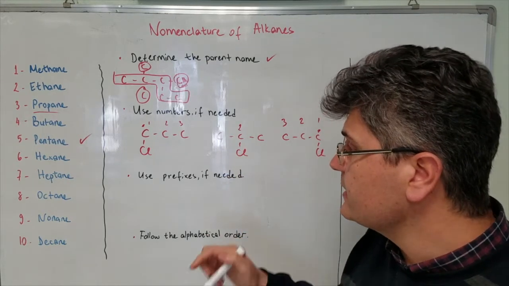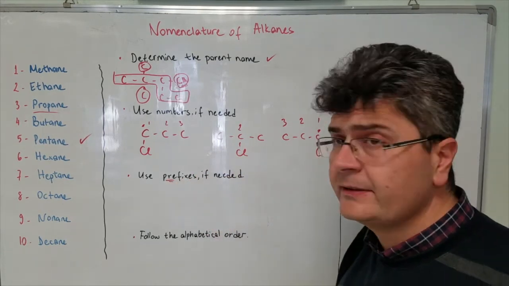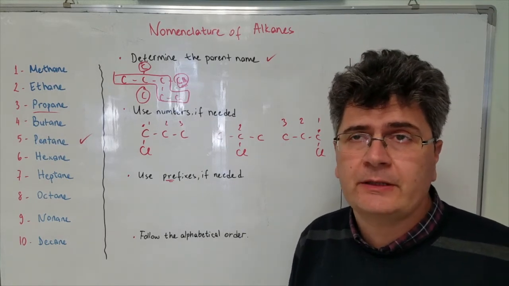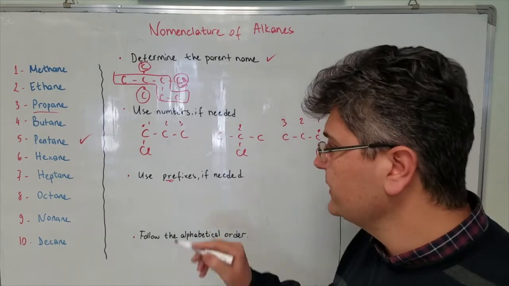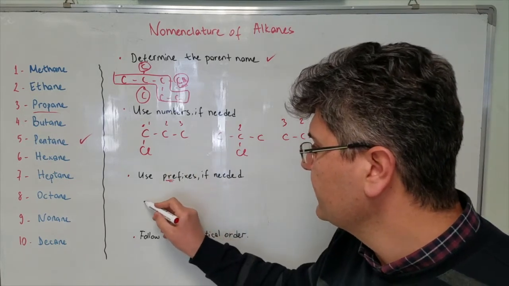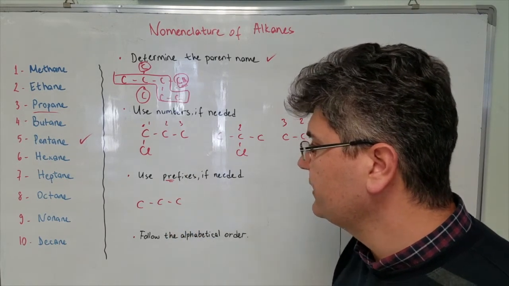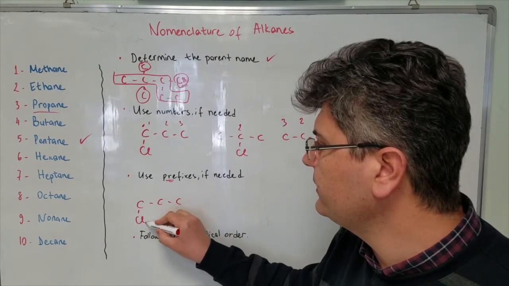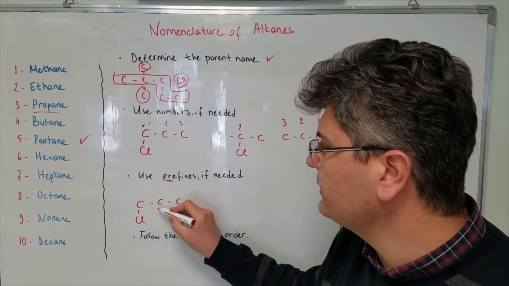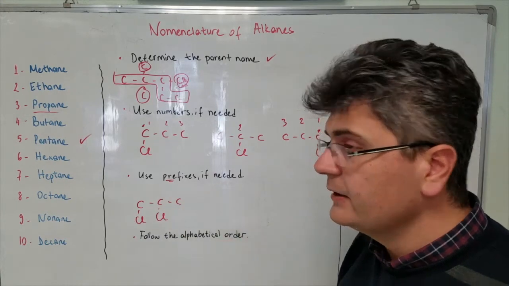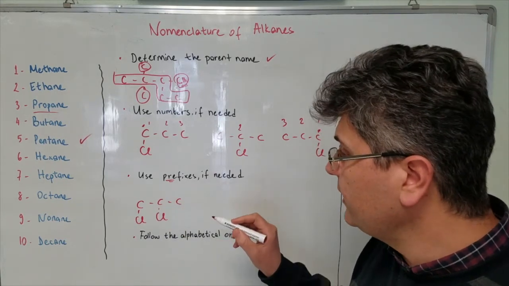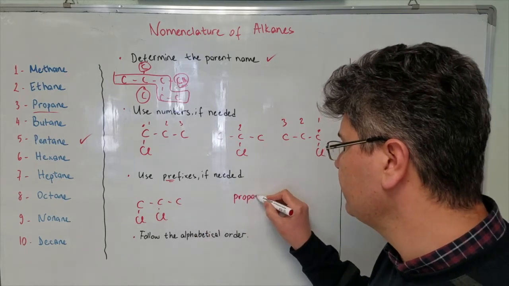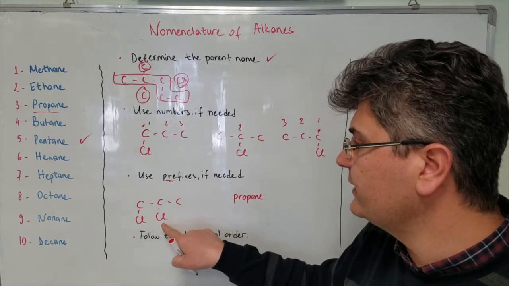So in some cases we need to use prefixes as well. This is the case when we have more than one of the same kind of branching. For example, let's continue with the same thing. So let's say that we have propane, 3 carbon atoms. I have one chlorine in here and another chlorine in here. Then when we are naming this one, it's still propane. Let's write this time. But I have one chlorine and another chlorine.